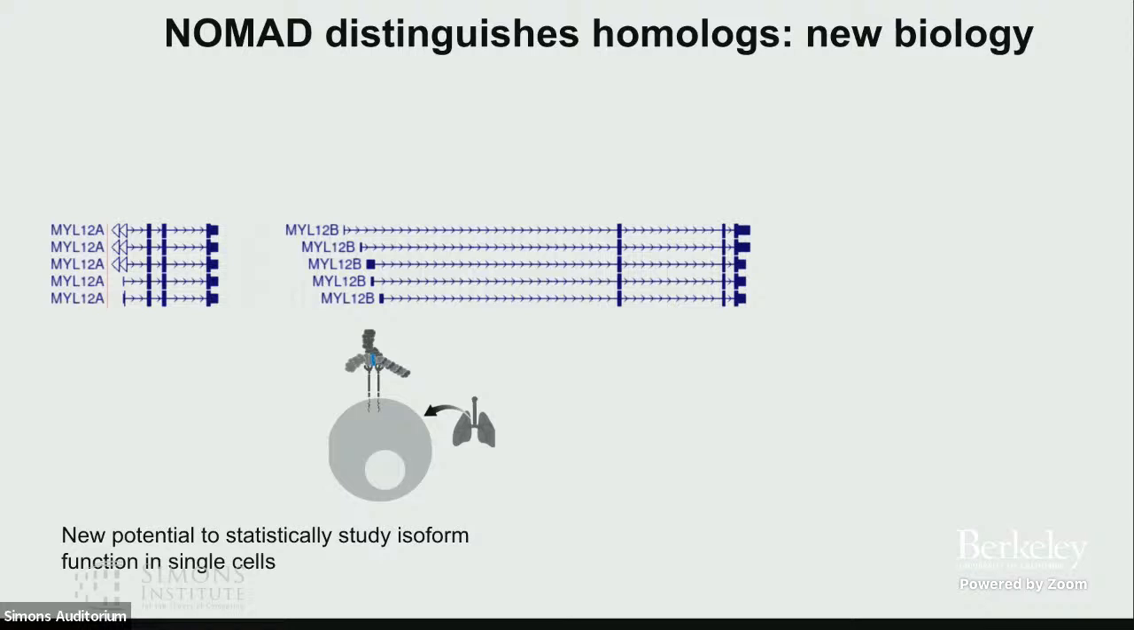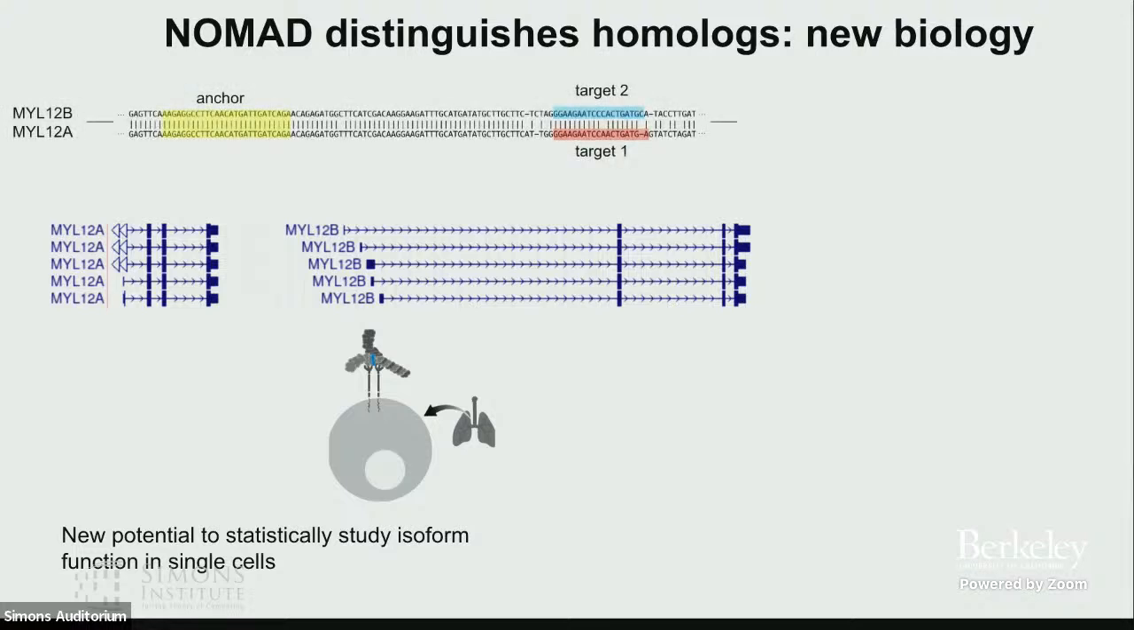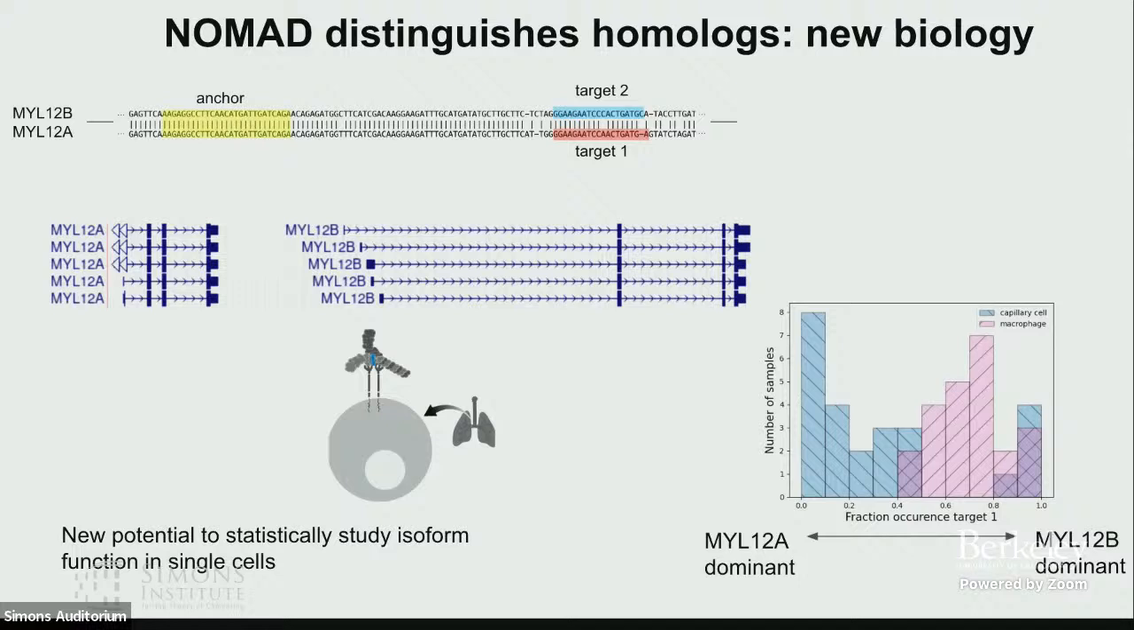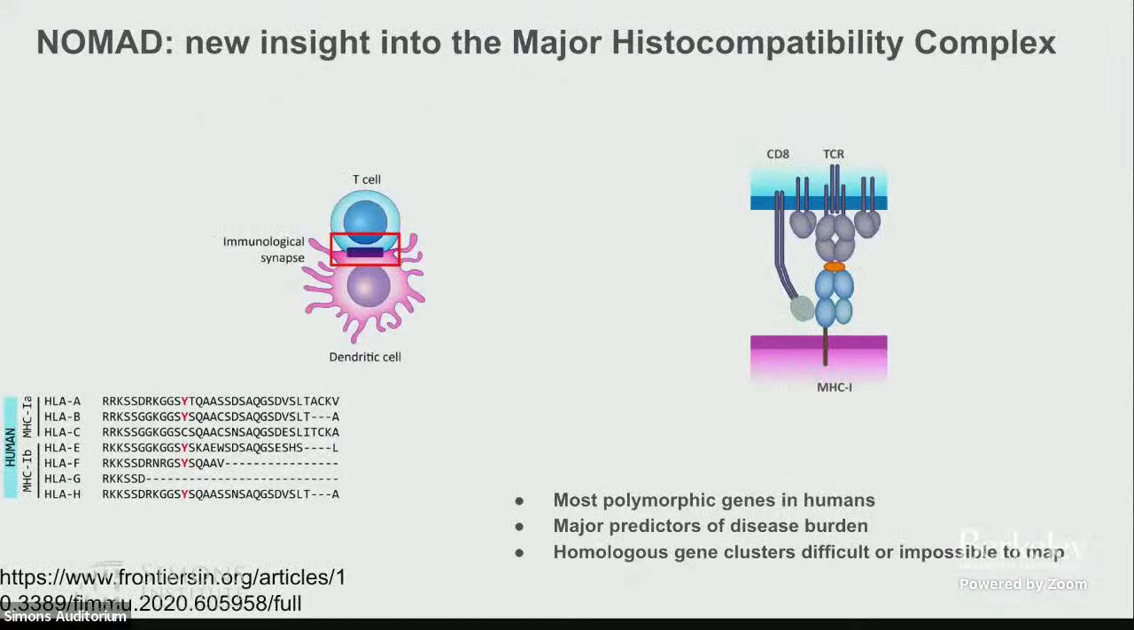nucleotide similarity between two homologs of the gene that are positioned immediately next to each other on the human genome. Alignment-based approaches simply cannot distinguish which of these two isoforms are expressed, and NOMAD is able to do this, basically able to resolve cell type specific expression differences of these two isoforms without any kind of guidance or training. And I think this really opens the door to a huge amount of new biology, for example, to study human immunology.